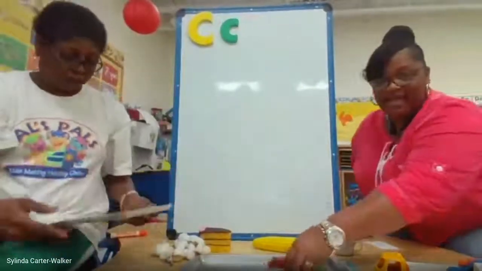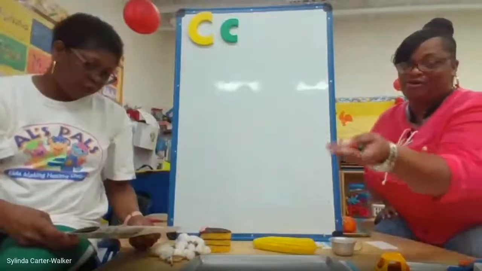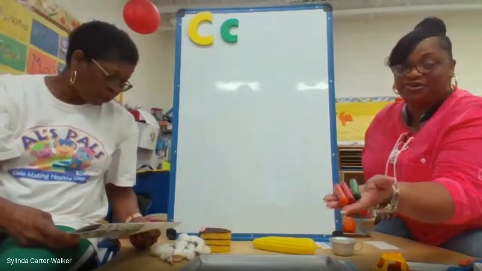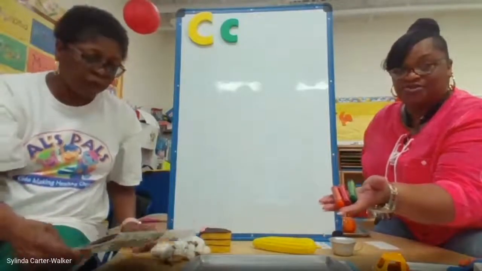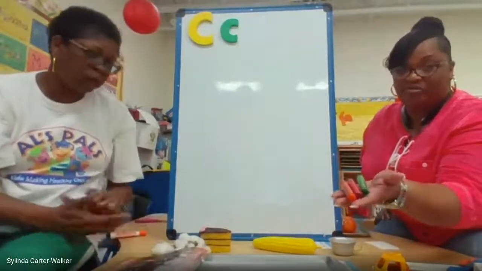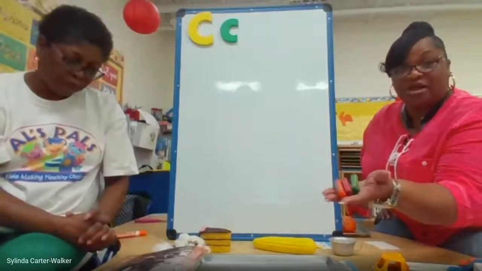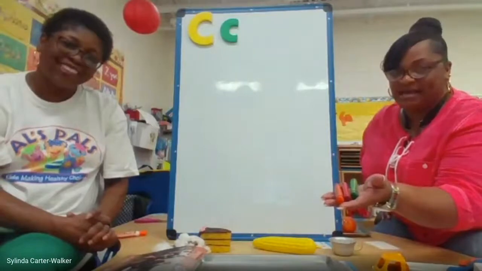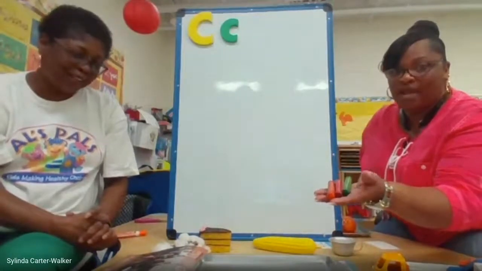And the last item we have, you all know these very well. They are crayons. You can use these to write, to color. Sometimes you can even melt them down to make a pretty picture. Crayons, the letter C. You hear that C sound. Crayon.